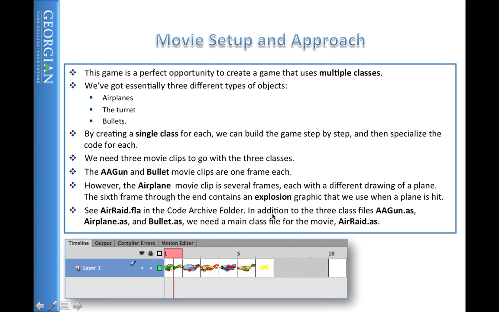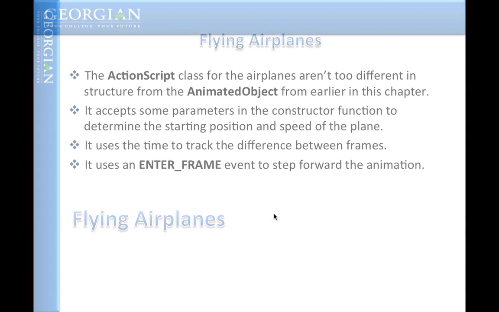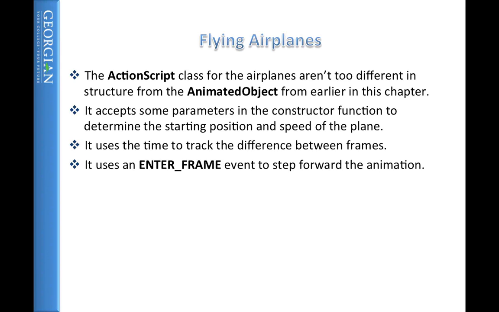So again, we have these different object classes that we're going to have, like we talked about. Let's talk about these airplanes, right? Airplanes are actually very similar to that animated object we looked at in our last video, our tutorial in part 1. It accepts some parameters when we instantiate our plane. We want to do a couple of things. It uses the time to track the difference between frames. So when our plane moves across the screen, it uses time-based animation, like we talked about. And it uses this enter frame event to step forward the animation itself.